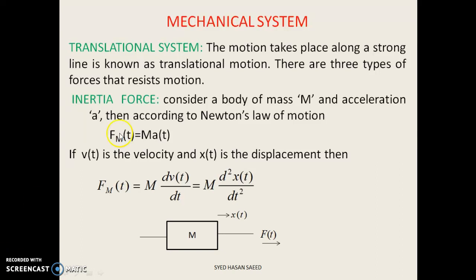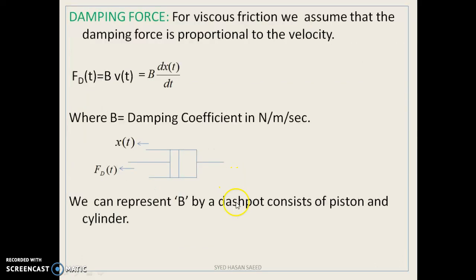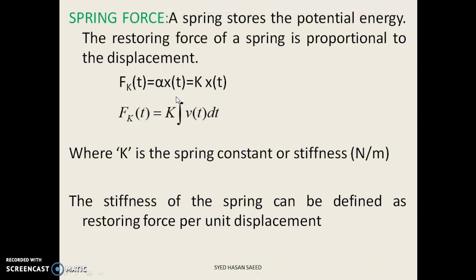The first one is inertia force. Suppose a body has mass m and displacement x, then the force will be equal to m d2x upon dt square. The second is damping force. Here we consider a piston and a cylinder, and the force is given by b dx over dt, where b is the damping coefficient.